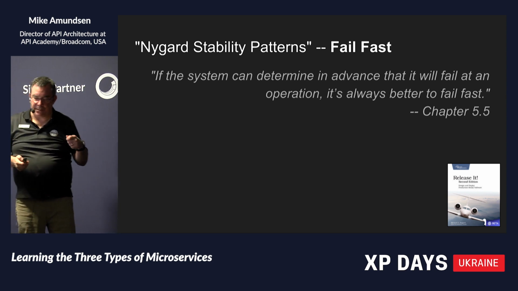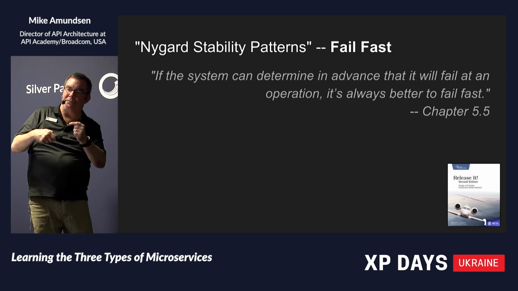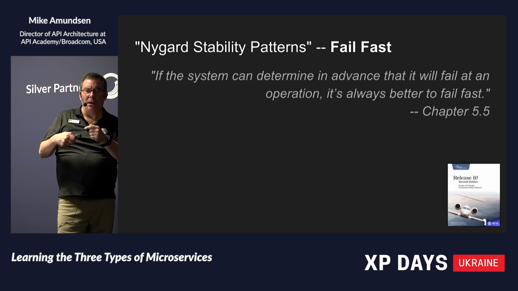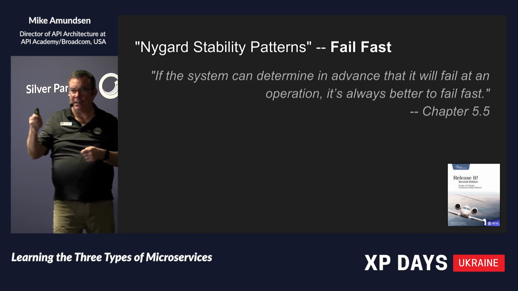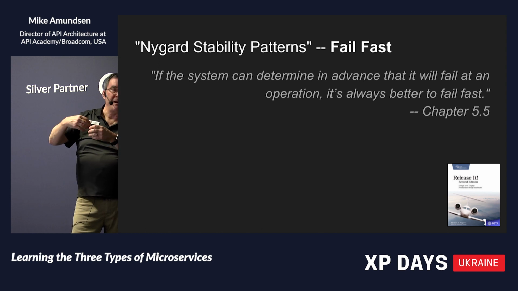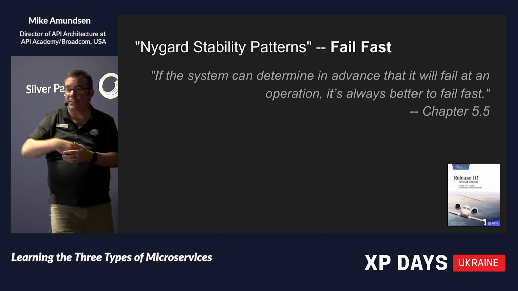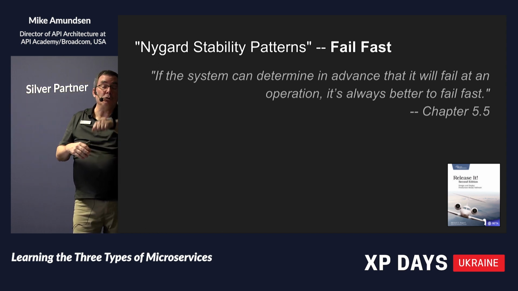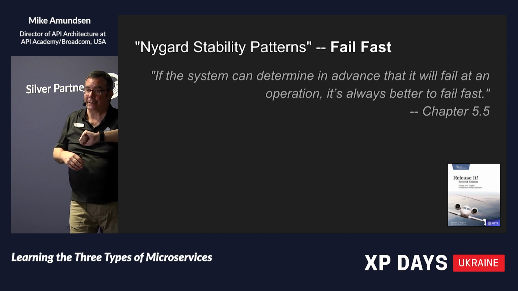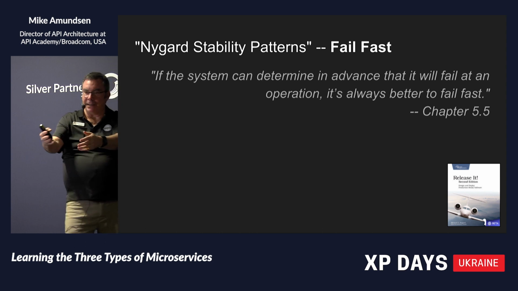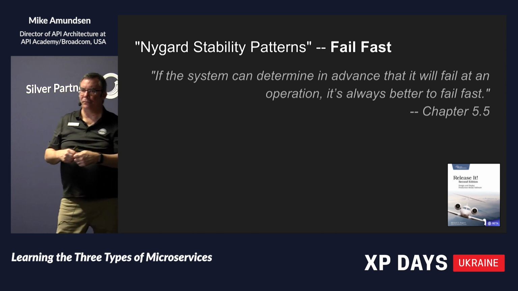Okay, and then fail fast. Fail fast is the opposite of timeout. I learned this from Netflix. They do this at Netflix. So they make an internal request: I need you to get the list of all of Mike's recommended movies. You have 200 milliseconds.